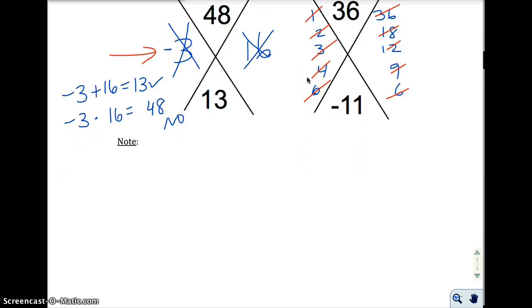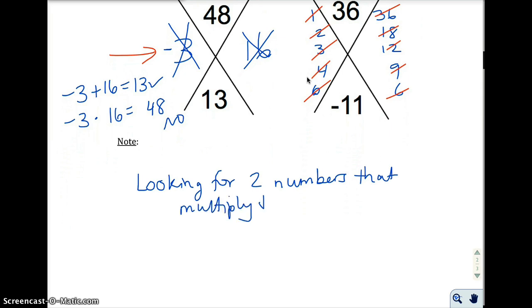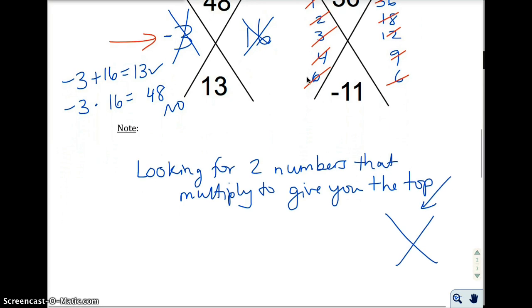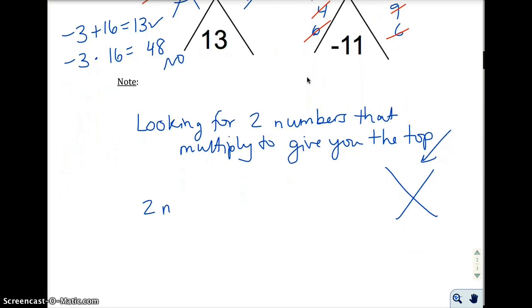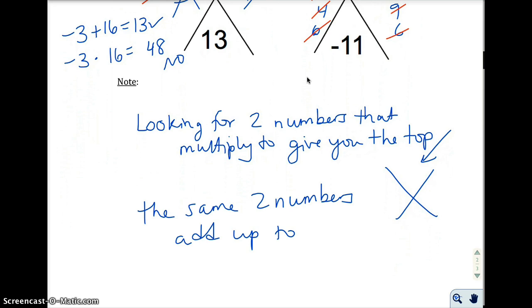So let's just take some notes on what we just figured out. And so we know that we're looking for two numbers that multiply to give you the top number right here, and two numbers, the same two numbers. Make that clear. The same two numbers add up to the bottom number.